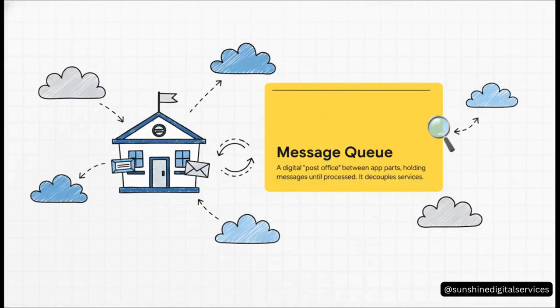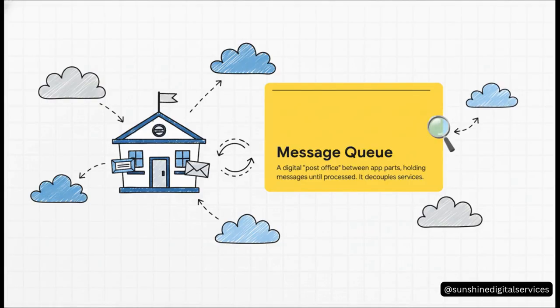Okay, so a message queue is basically a digital post office for your application. Instead of one part of your app directly calling another and waiting for it to finish, it just writes a little note, a message, and drops it off at the post office. This is what decoupling means. The services don't even need to know about each other. They just need to know the address of the post office.